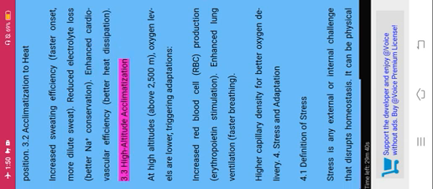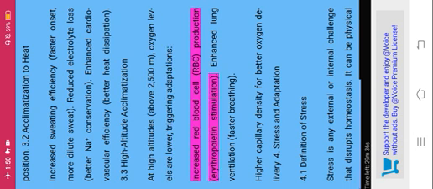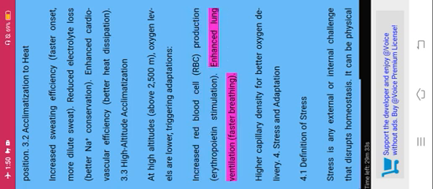3.3 High altitude acclimatization. At high altitudes above 2,500 meters, oxygen levels are lower, triggering adaptations. Increased red blood cell, RBC, production, erythropoietin stimulation. Enhanced lung ventilation, faster breathing. Higher capillary density for better oxygen delivery.